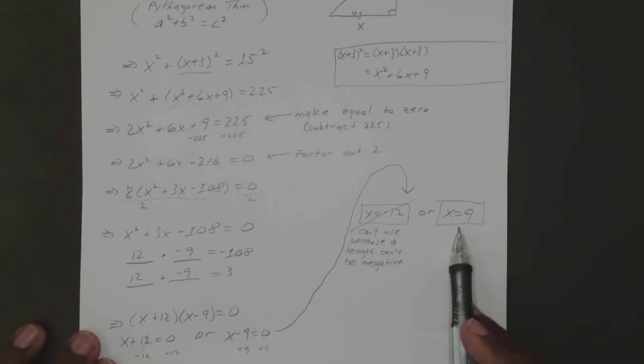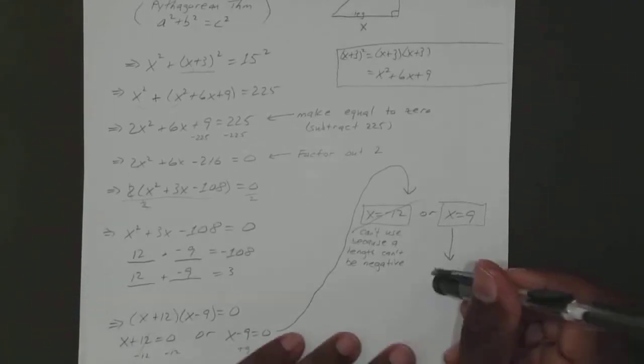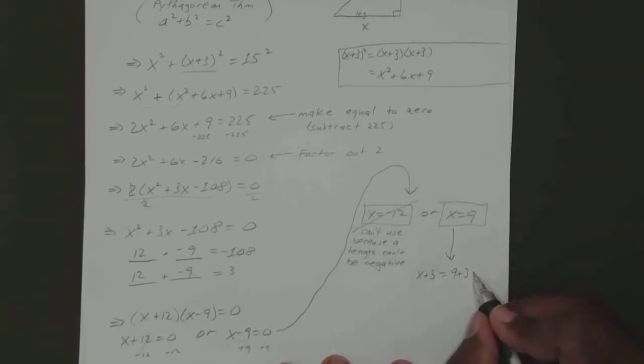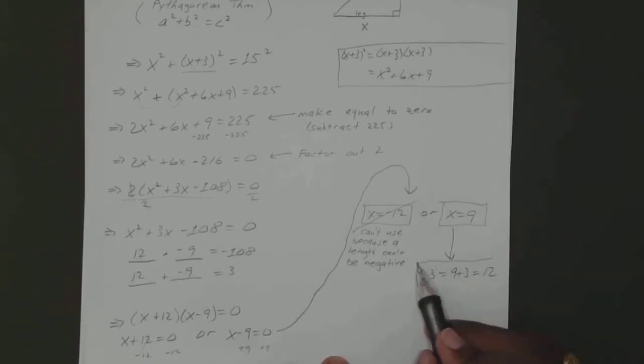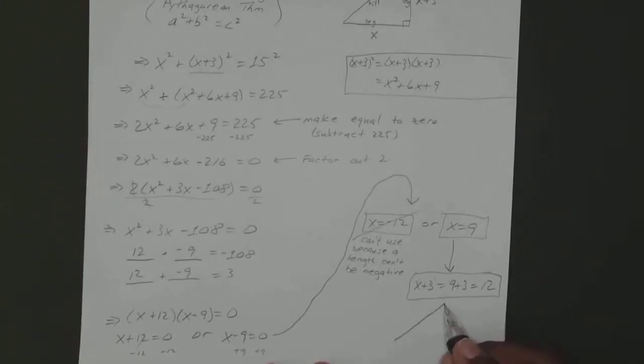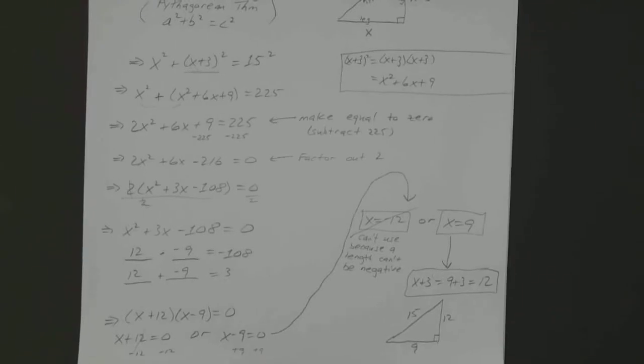So we have our x is equal to 9. So that means our x plus 3 is equal to 9 plus 3, which is 12. Okay, so our triangle actually ends up looking like 9, 12, 15. Okay, so those are the lengths of your sides.